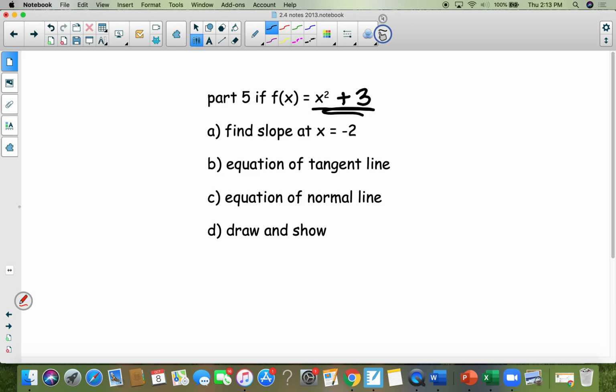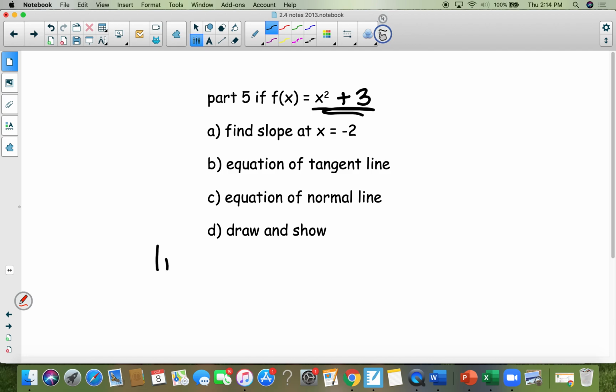Should we not find the equation of a tangent line or normal line, but we can at least come up with the derivative? Let's do the derivative, and then we'll move on to the next problem. The normal line is the negative reciprocal, the perpendicular slope.